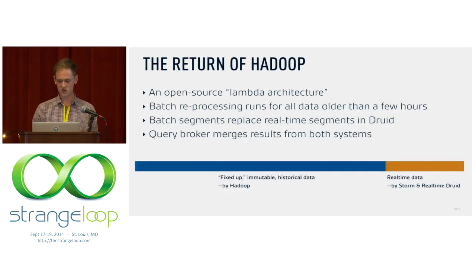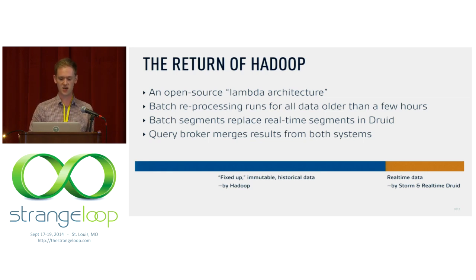So what we can do is we can bring back Hadoop and actually use both a batch pipeline and a real-time pipeline. This has been described by others, has been called a Lambda architecture. So this is our open source implementation of a Lambda architecture. And the way it works, at least in our case, is that we automatically do batch reprocessing for any data older than a few hours. And the main reason that it's automatic as opposed to on demand is just because we always want to redo things with larger join windows.